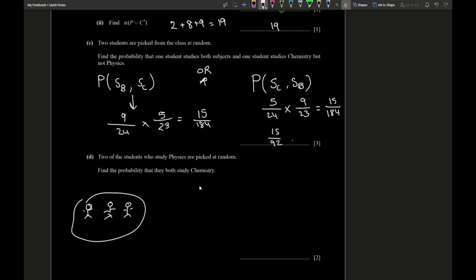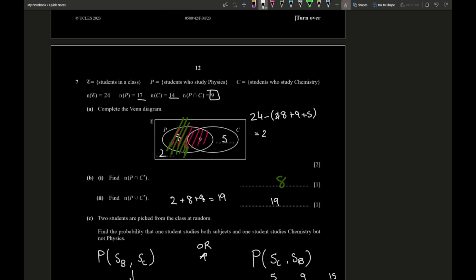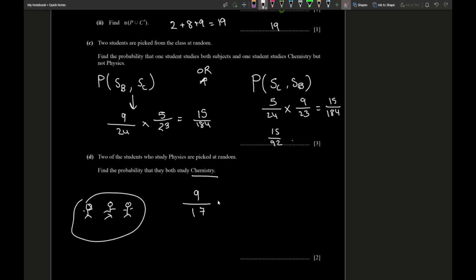So the probability of picking one of them that studies chemistry is going to be 9 over 17. Then the probability of picking another one that studies chemistry and physics is going to be 8 over 16, because we also removed another student. So it's going to be 9 over 17 times 8 over 16, which is equal to 9 over 34. Let's go. I hope that was clear.